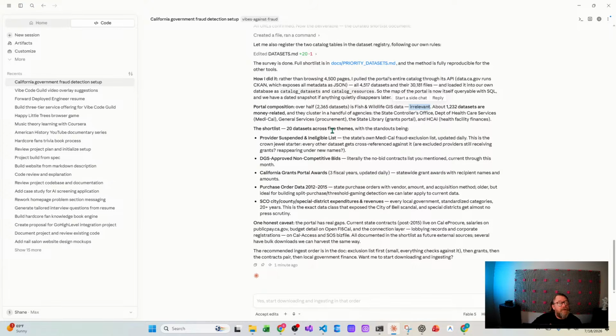1,232 data sets are money related, and they cluster in a handful of agencies. The State Comptroller's Office, let's go. Department of Health Services, Medi-Cal, lots of waste there. General Services, the State Library, Grants Portal, yep, and the Healthcare Finances. Bada bing, let's go.